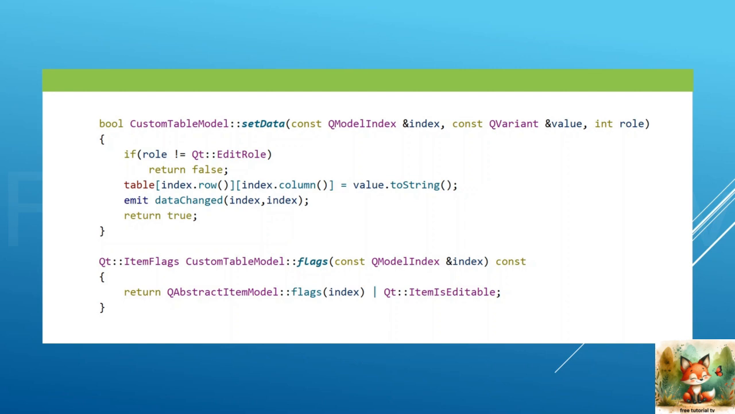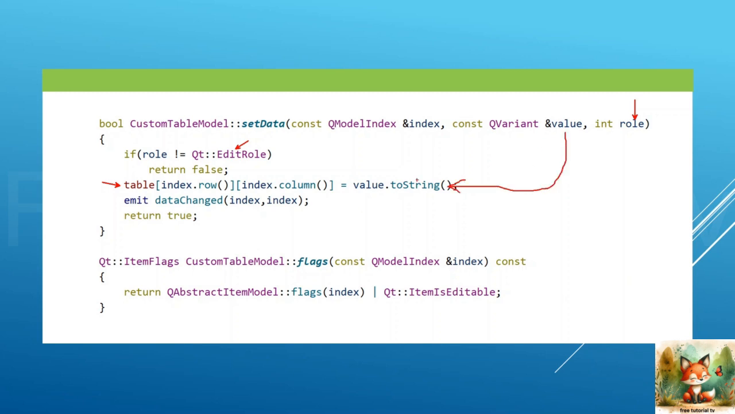The setData method is going to do something really simple. It is going to check the role, and we want to handle the edit role only. If it is not the edit role, which specifies that you want to edit data, we are going to get out. We only want to do things if the caller of this method passes in the edit role. Now, once we know that we can edit, or if the role is the edit role, we will grab whatever piece of data we have at this row and column in our table and set it to the new value that we pass in here.